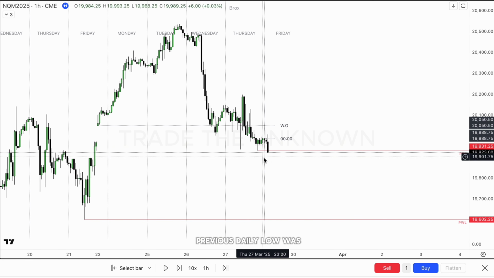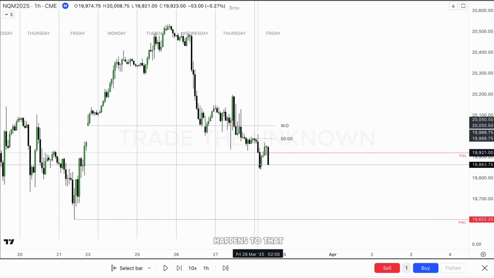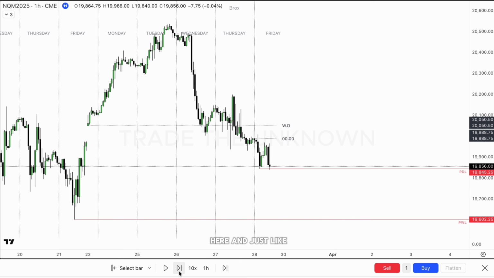Here we can see previous daily low was taken out. So you can see here, price expands through the previous daily low, retraces. This would now be the London low. So let's see what happens to that. We move our draw here, and just like that, gets taken out around open. I actually took this trade as well, but there was also another beautiful opportunity a little bit later here.